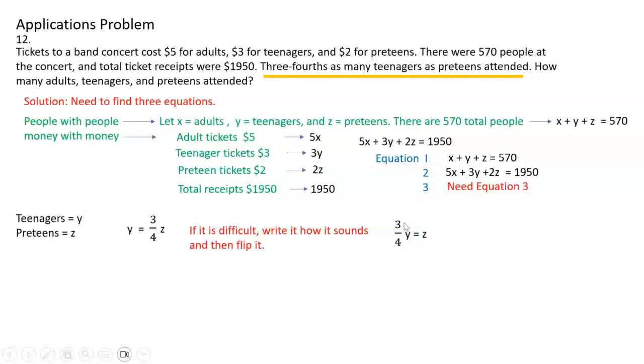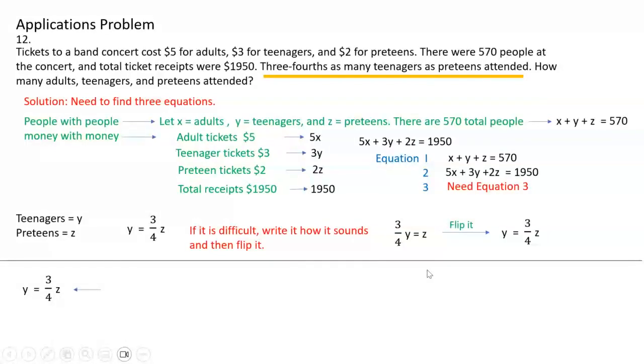I mean, that's the way it sounds. Here's what I mean by flip it. You're going to put the 3/4 on the z, right? And again, I think the word flip it is not the correct word to use there, but that was a word that came to my mind when I was doing this PowerPoint. So again, you write it how it sounds, and then you put the coefficient on the other variable on the other side of the equal sign.